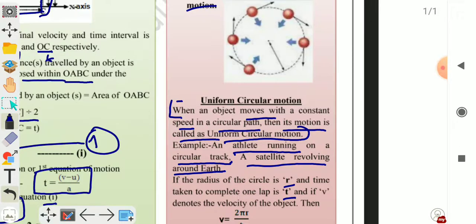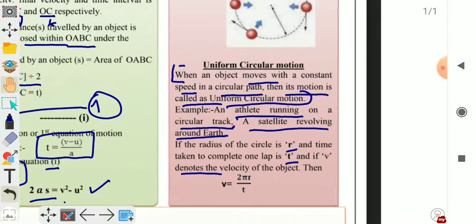If the radius of the circle is r and the time taken to complete one lap is t, and if v denotes the velocity of the object, then v equals 2 pi r upon t. So how will we find out velocity? Using this formula, we can find out the velocity. v equals 2 pi r upon t.